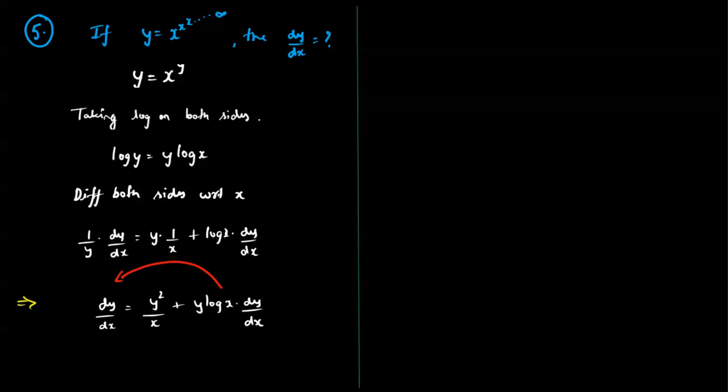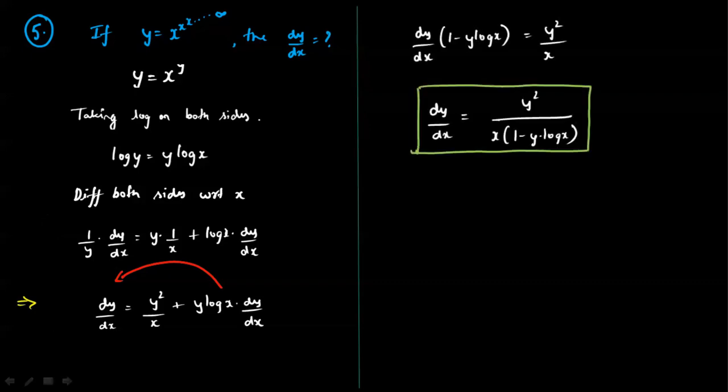Next, you transfer dy by dx to the other side, right? And here I have y square divided by x. Let me keep it as it is. Now, when I bring it over here and take dy by dx as common here, this is going to be 1. So 1 as it is. Here we have y log x. Y log x will be transferred to the left hand side. It will become negative y log x. And on the right hand side, I had y square divided by x. Here also I have y square divided by x.